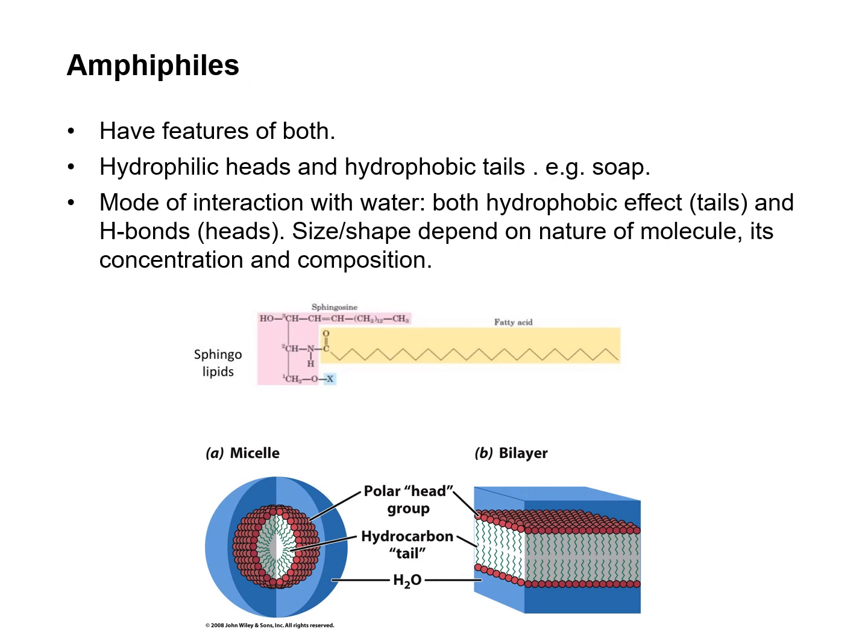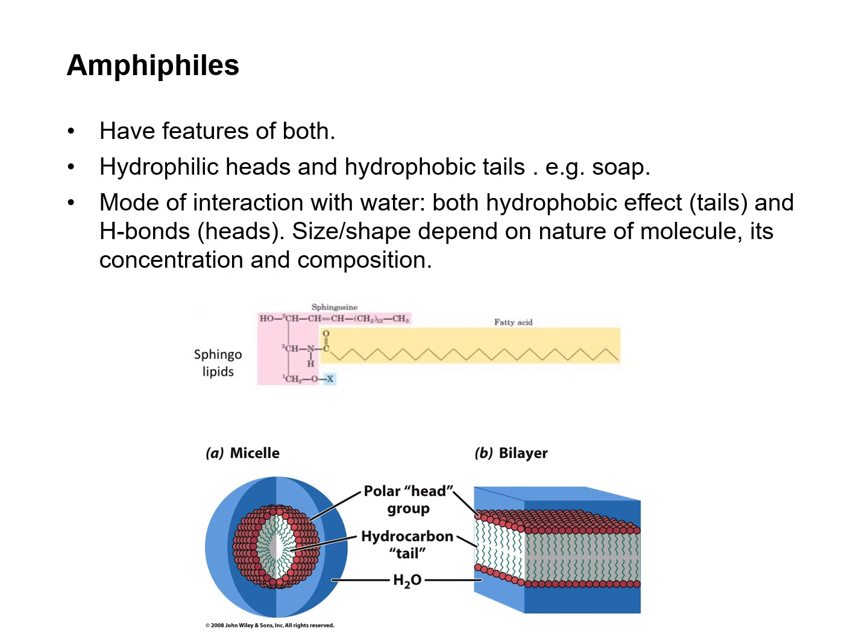Amphiphiles have features of both hydrophiles and hydrophobes because they have hydrophilic heads as well as hydrophobic tails. Examples are soap and also sphingolipids, which are one of the constituents of the transmembrane. And since these amphiphiles have hydrophilic as well as hydrophobic regions, their mode of interaction with water is quite peculiar because they can exhibit both the hydrophobic effect using tails and also the polar effect, which is hydrogen bonding, using the head group with the other water molecules.